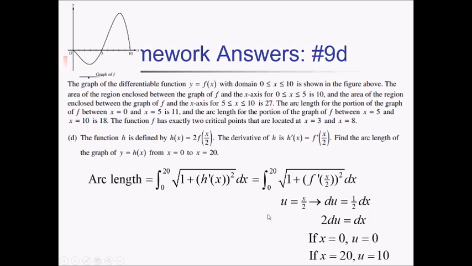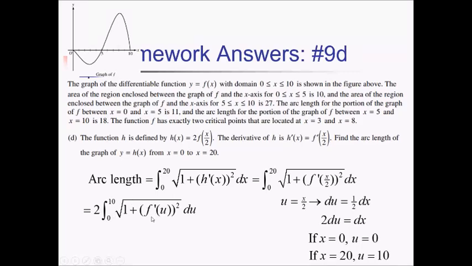Putting it back together, I now have the integral from 0 to 10 of the square root of 1 plus f prime of u squared, and I need a du instead of a dx. That means I've got 2 du to make that substitution. I'm just going to take the 2 and bring it outside the integral so I don't have to mess around with it. Now, in order to solve this problem, I basically need to find the arc length of the f function on the interval from 0 to 10 and then multiply all that by 2.